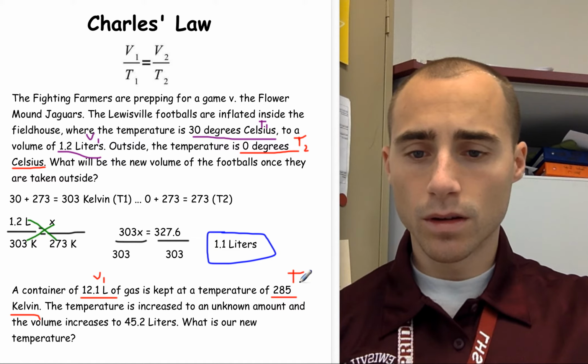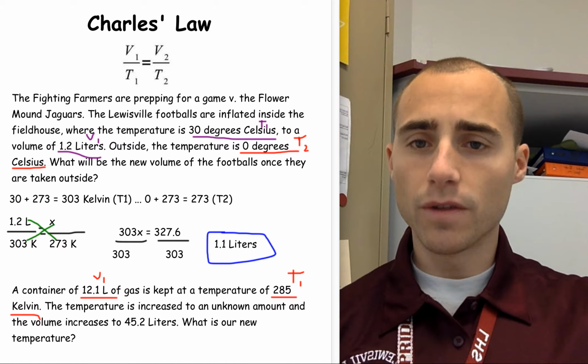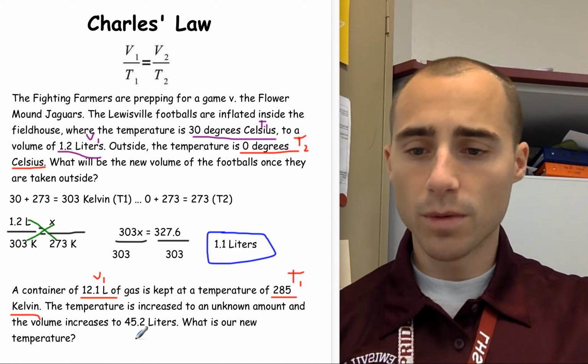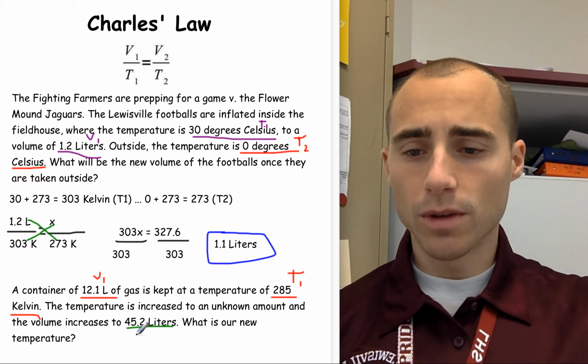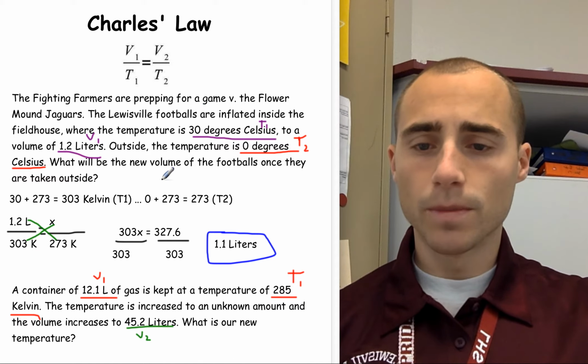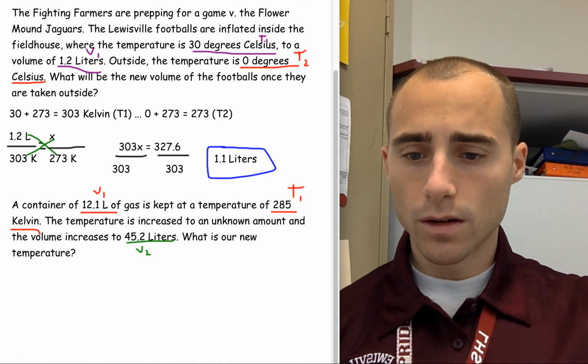The temperature is increased to an unknown amount and the volume increases to 45.2 liters. So 45.2 liters. Is that a volume or a temperature? It's a volume, so it's going to be our V2, meaning we are solving for T2.